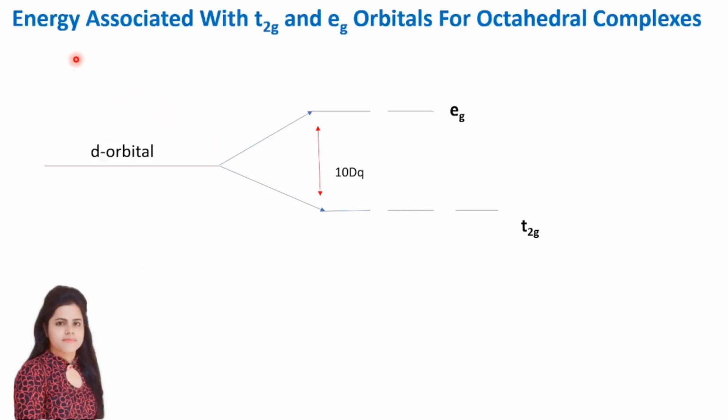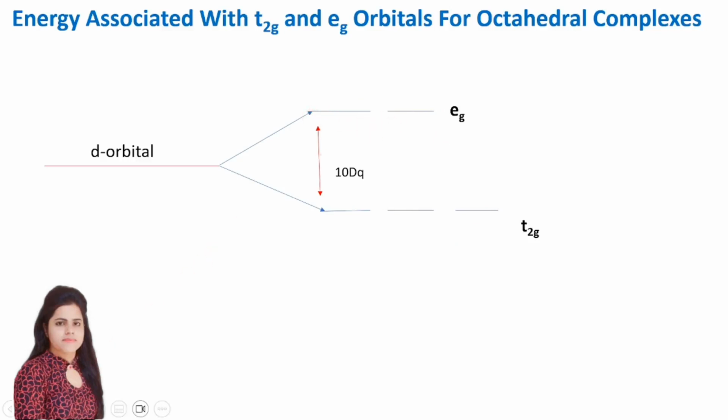Hi students, this is Hila Arora, and in this video we are going to understand the energy associated with each electron in t2g and eg orbitals for octahedral complexes. Students, we know that in octahedral complexes the splitting of d orbitals is such that in the center we have one barycenter, and then we have three t2g orbitals lower than the barycenter and two degenerate eg orbitals.